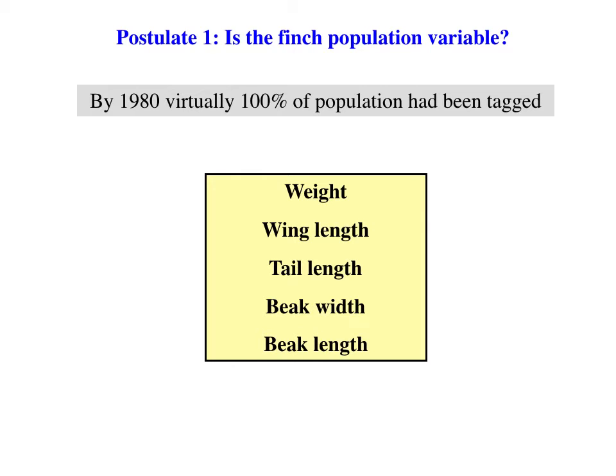By 1980, pretty much all of the finches on the island had been tagged. When you pull them out of the mist nets, you take different measurements. You'll have calipers, and you'll measure wing length and tail length. You'll weigh them. They measured beak width and beak length, because they're particularly interested in the beak. Those are the characters they said, okay, we're going to focus on: beak width, beak length, beak depth, etc.